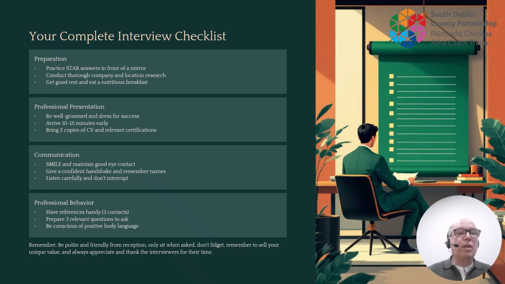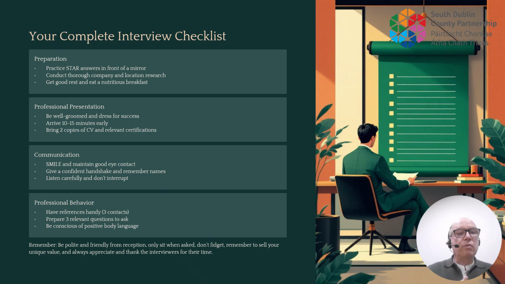And then communication: smile and maintain good eye contact. Give a confident handshake and remember people's names as much as possible. Even if it's just first names, try and remember that at the bare minimum. And then listen carefully and don't interrupt. Give people the time to answer questions, and then respond with well constructed, confident questions that add to the whole interview process itself.